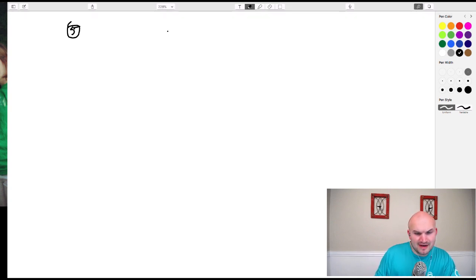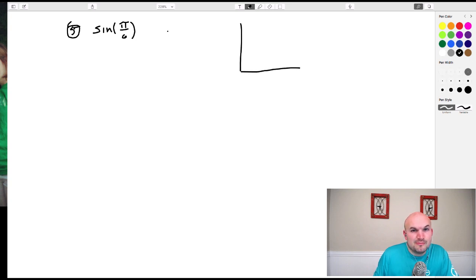All right, so question number 5 was basically asking us to evaluate the sine of pi over 6. Now, what these first 3 problems were actually review problems. What I've been telling my students is when we're evaluating the 6 trigonometric functions, the important thing to remember is the first quadrant of the unit circle.